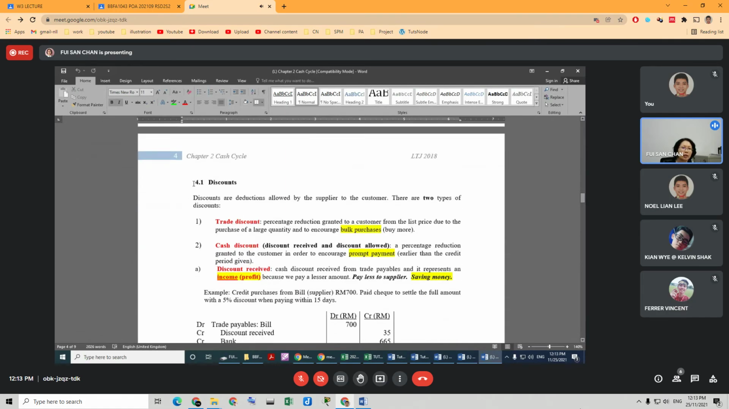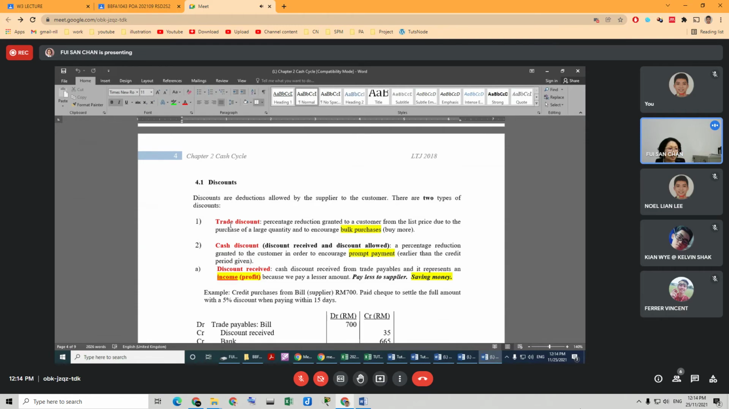Trade discount. Now this chapter, if I want to test your theory, I'll be interested to test you on this one. What's the difference between trade discount and cash discount? Is there any difference? This one you must know. Please study this one. What's the difference between trade discount and cash discount?